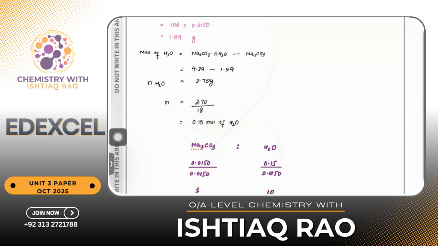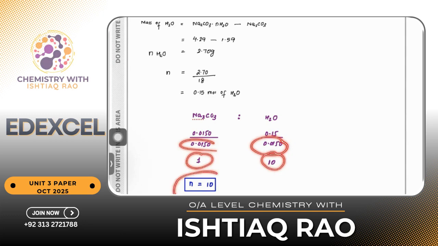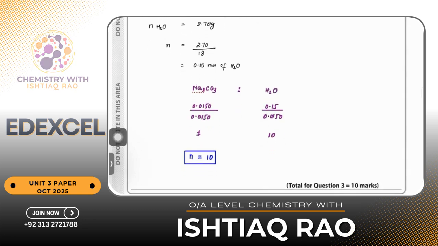Now, if you remember when you used to calculate the empirical formula, you know the steps. Firstly, we used to calculate the moles, then we used to calculate the simple ratio by dividing with the smallest number. Okay, I'm going to do the same. I know this is the smallest number. I'm going to divide both by it. So I would be getting 1 and 10. So the value of n is 10. That's it. Simple.